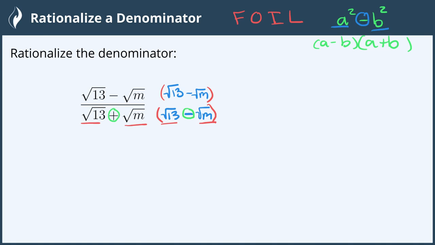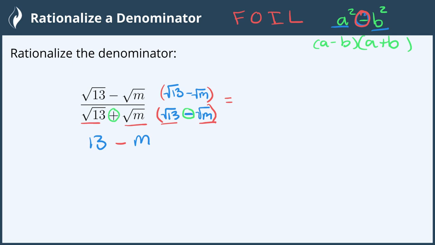The first term is the square root of 13. Squaring that is 13. Our second term is the square root of m, and when we square that, we get m. And then just like we did before, the difference is a subtraction sign. Now we need to multiply the numerators together.